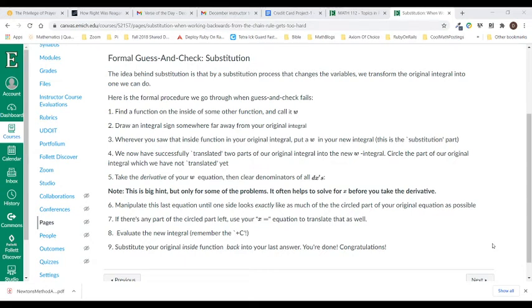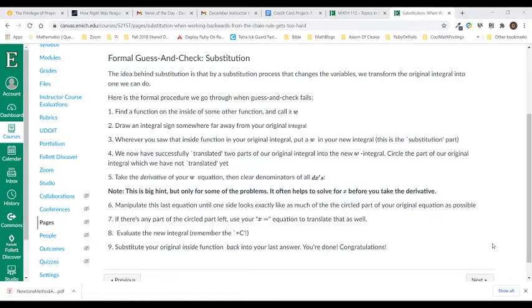Okay, this is going to be our first example of when substitution is necessary. We're trying to do the guess and checking chain rule backwards way, and when that completely fails, we do substitution. But don't do substitution unless it's absolutely necessary, and we're going to look at an example that's absolutely necessary.